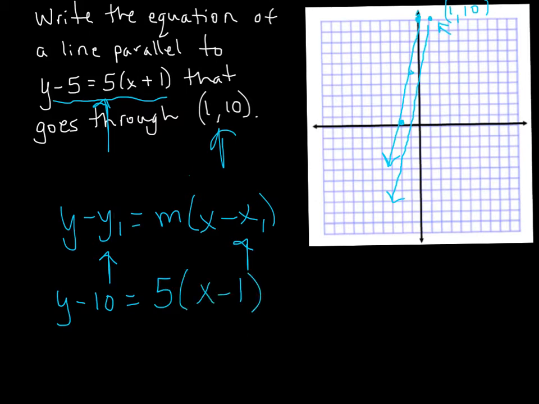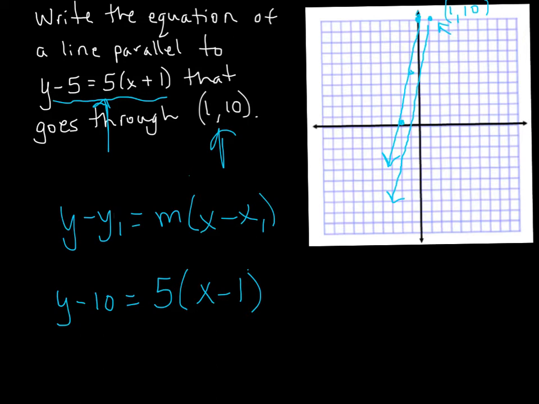So what I've done here is I've taken the point that they've given me, I put it into point-slope form, and then I've taken the exact same slope that they gave because I know that if a line is going to be parallel to another line, they have to have the same slope. So now I'm just going to go ahead and simplify this into slope-intercept form.